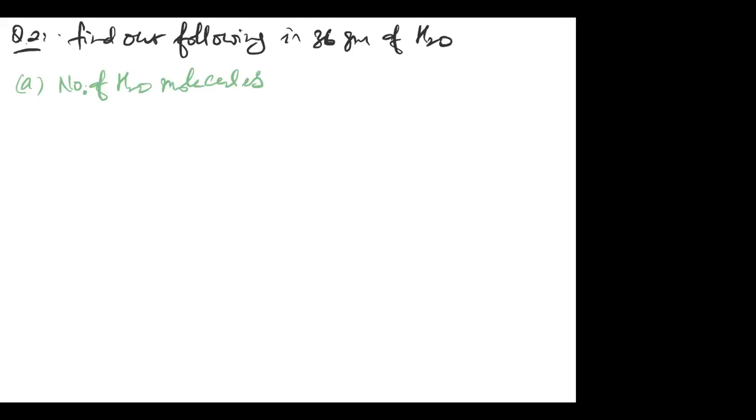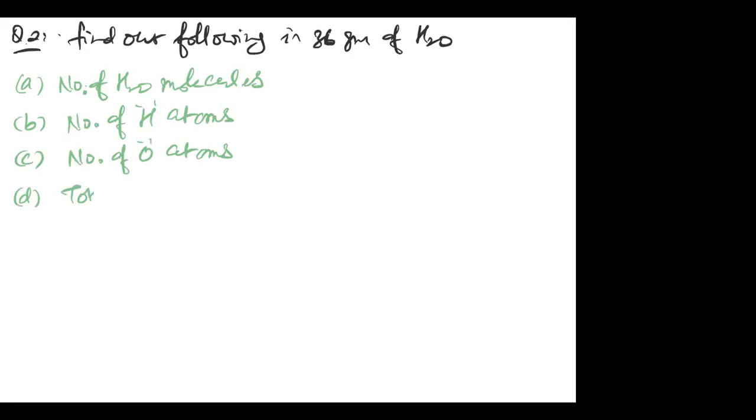The first point is the number of water molecules. B part is the number of hydrogen atoms. C part is the number of oxygen atoms. D part is the total number of atoms. E part is the number of protons.